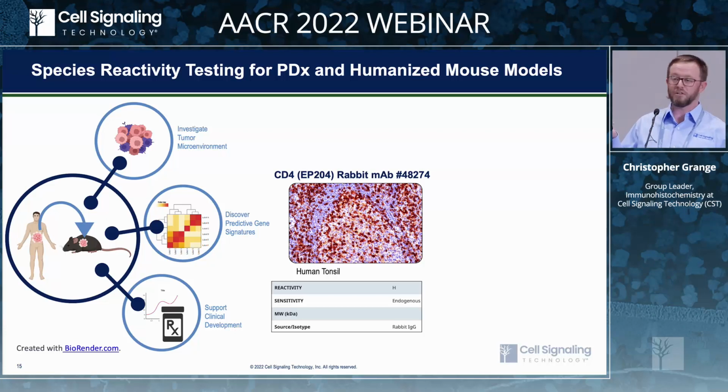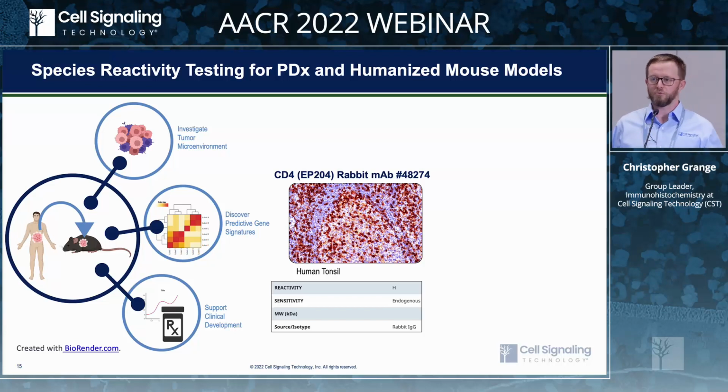As you can see, reactivity is listed as human, but that doesn't necessarily mean it doesn't stain mouse tissues. There's a chance that it could react weakly with mouse CD4, and there's a chance that you could see non-specific staining in mouse tissues that's not present in human tissues.